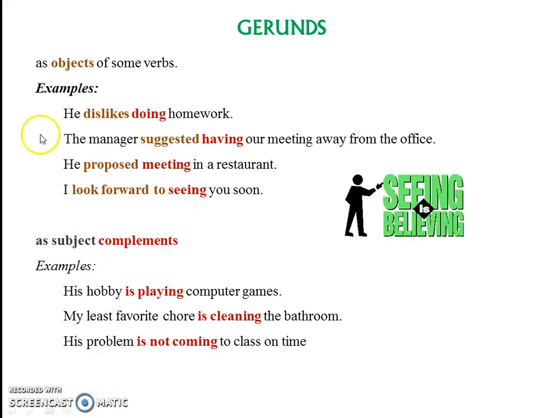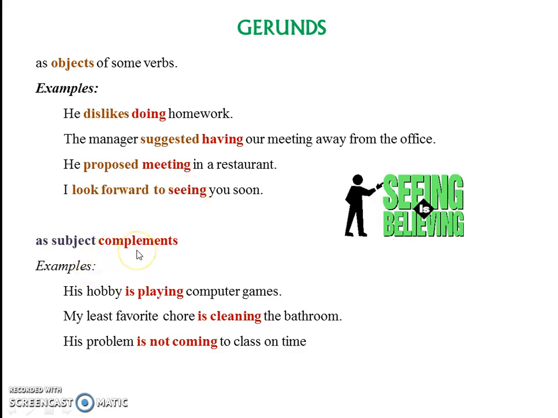They are used as objects of some verbs. What does it mean? It means that we can use gerunds after some verbs. Here we have some examples, and we have dislike, and it's doing here. After dislike, we use the gerund form. Suggested, habit, proposed, meeting, look forward to, seeing.